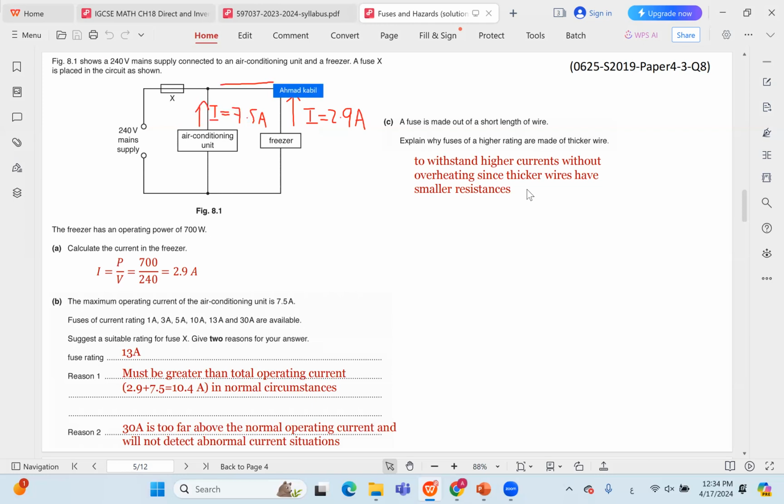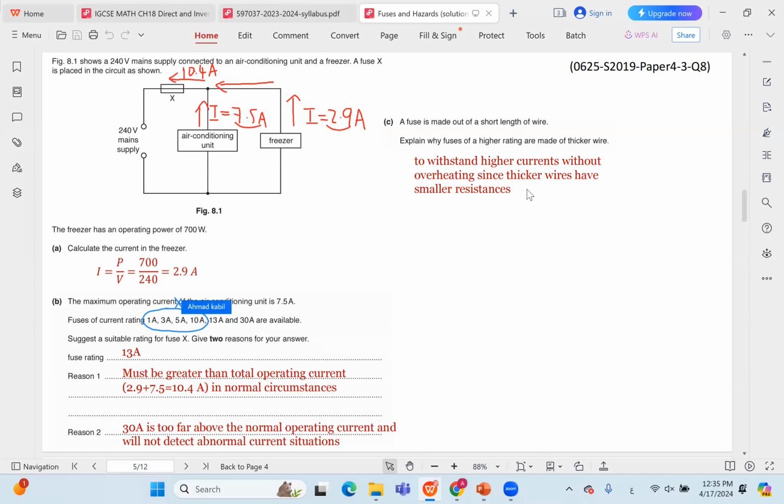These two currents join together before passing as a single current through the fuse. So in normal circumstances, we expect the current through the fuse to be the sum of these two numbers, which is 10.4 amperes. So any rating for the fuse that is less than 10.4 would blow in normal operating circumstances. The fuse would blow if it has any of the ratings inside the blue circle, 1 or 3 or 5 or 10. It would not tolerate the normal operating conditions. So none of these would work.